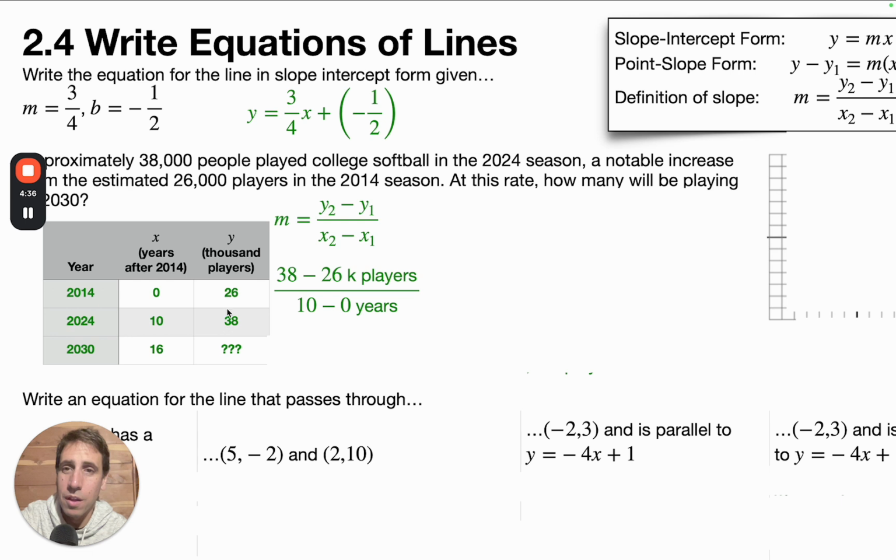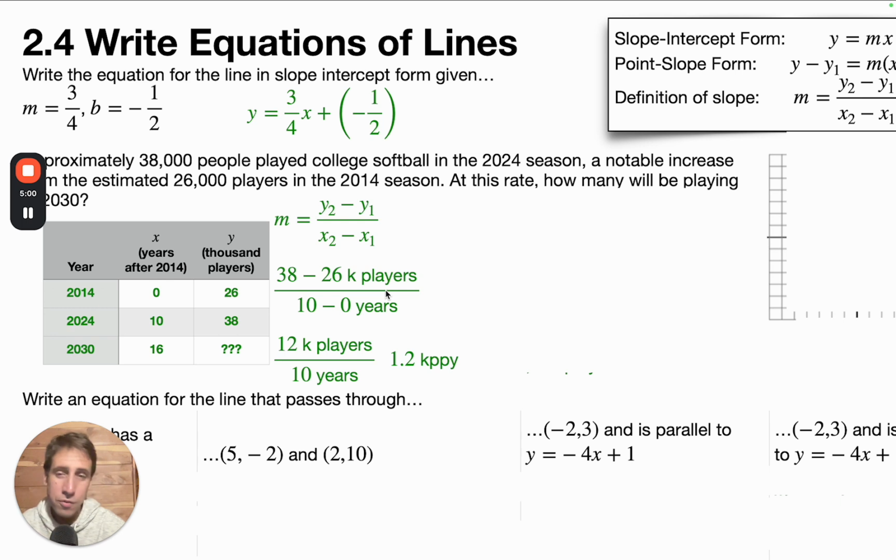And so we have 38 minus 26, thousands of players, and 10 minus 0, years. So it looks like there was a change of 12,000 players over 10 years. And if you divide those two, you get 1.2 thousand players per year. Units are really super important in something like this because we're telling a story, and anytime you're telling a story, you need units in order to do it.